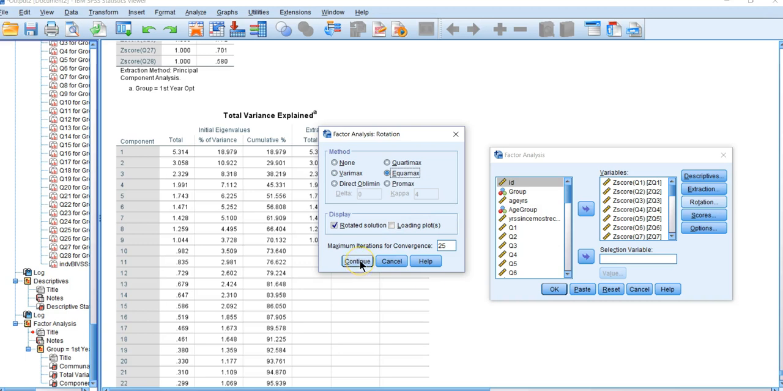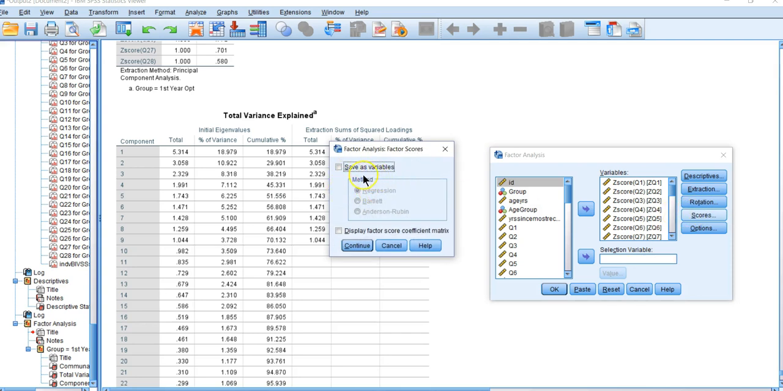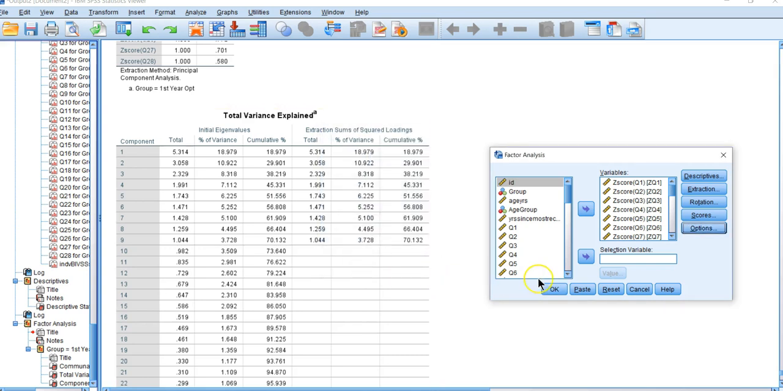So let's see. Continue. And we're not going to write our scores just yet. We're going to save them as variables, but we're going to do our analysis first, and then we'll run it one more time and save our variables. Under Options, we're going to sort by size, and we want to suppress values less than 0.4. Now, I'm only doing this because it's easier to see the output. But what that means is our correlation with our factor has to be at least 0.4. And we'll see what that means in a second here.